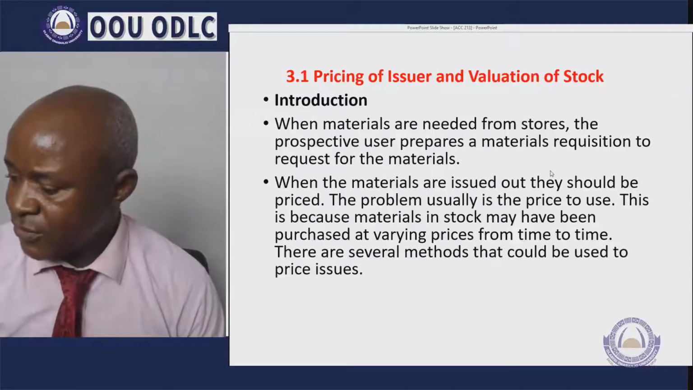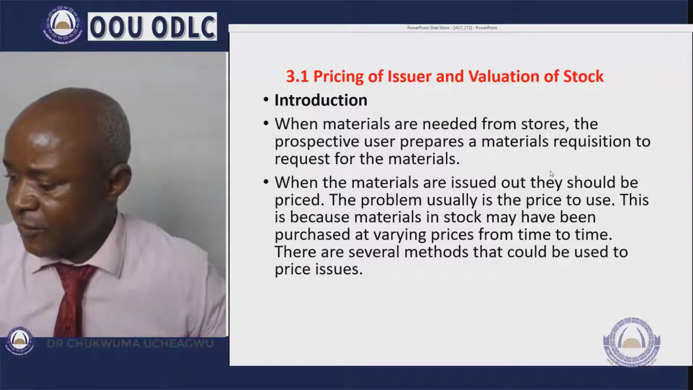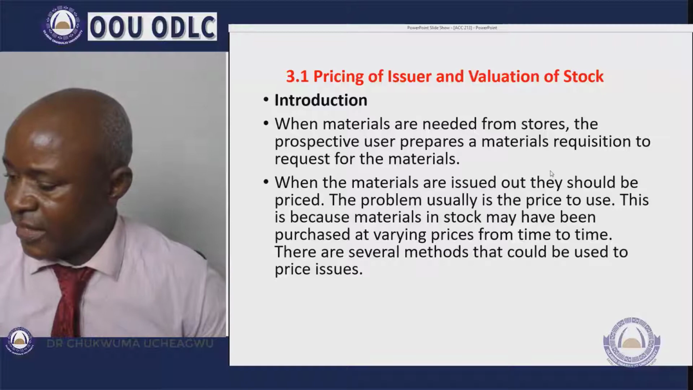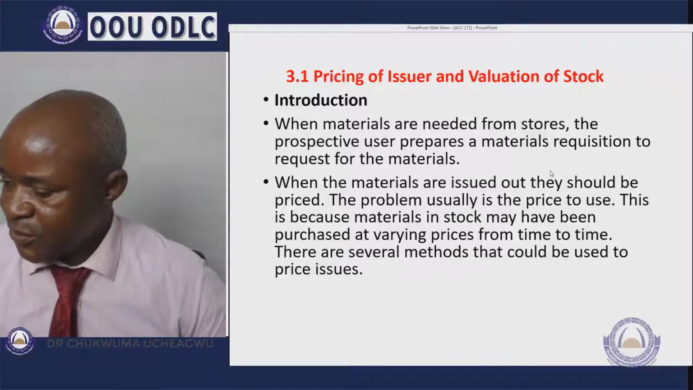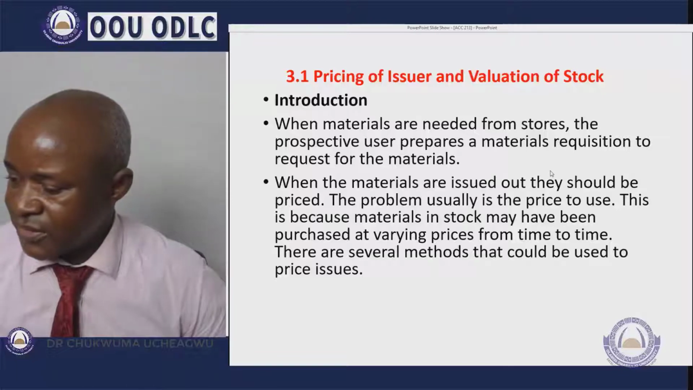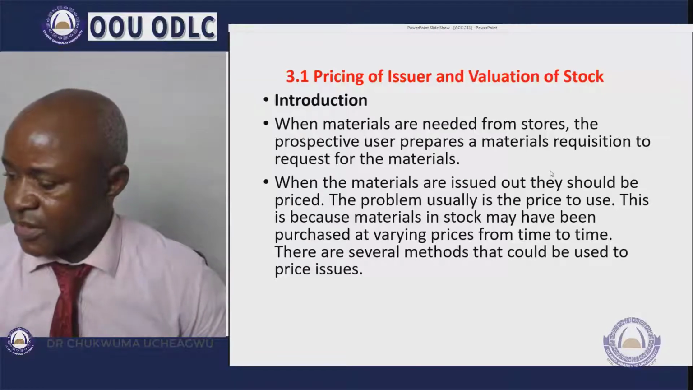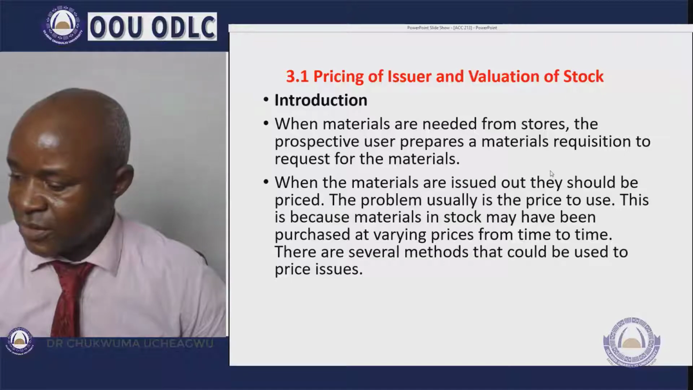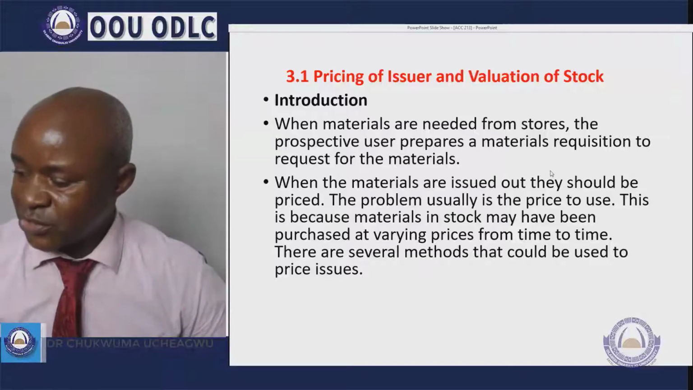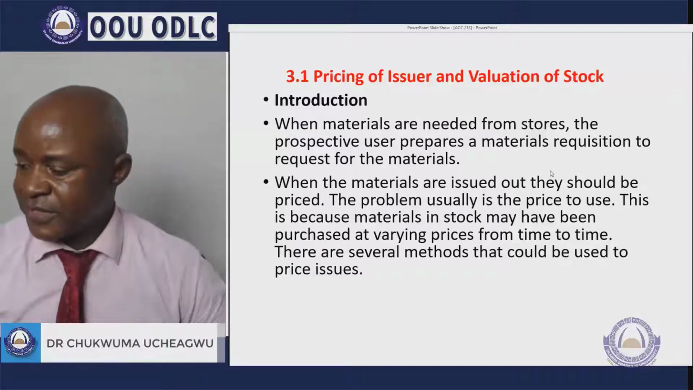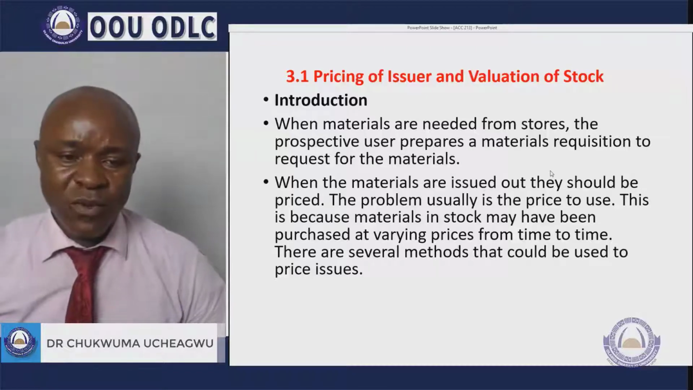One of the key methods is first in, first out, followed by last in, first out. Simple average method is another one. Weighted average method is another one. Standard price is another one. Replacement price is another one. Specific identification is another pricing method. So let's look at them one by one.